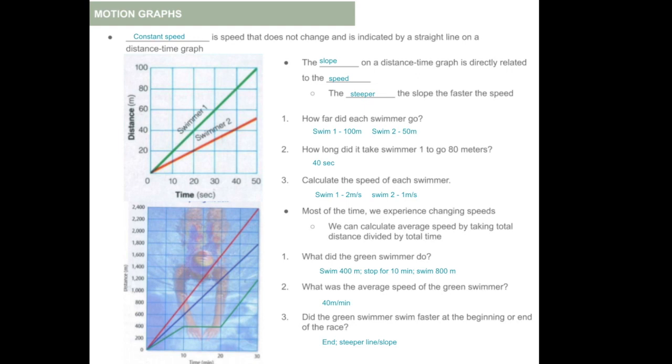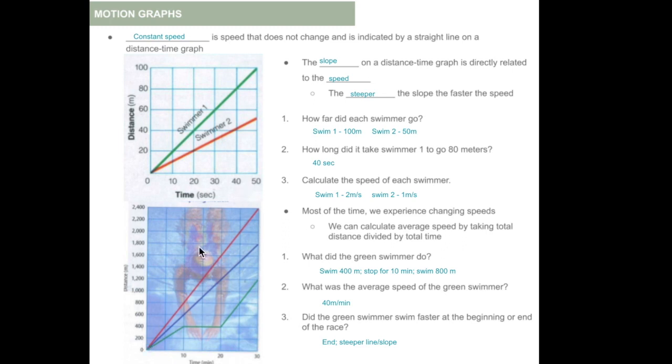Okay, so constant speed is speed that does not change and is indicated by a straight line on a distance versus time graph. So if we look, each of these lines are straight, so each swimmer in this case is going at a constant speed. Same with this one, because they have a straight line. Here, they go at a constant speed, and then their speed changes, and then it changes again, okay? We don't have any curved lines like what you would see maybe in geometry class if you've taken geometry.